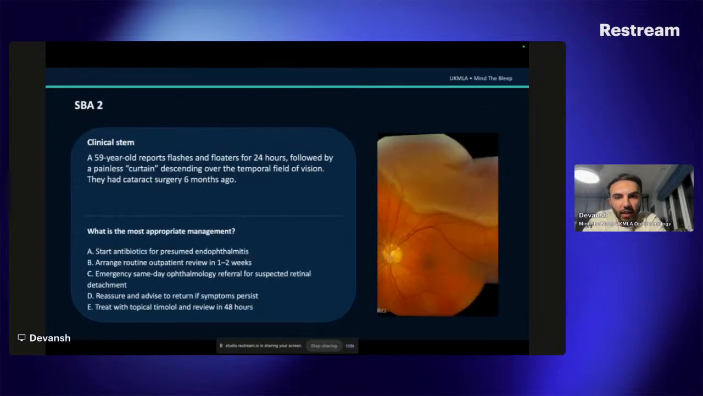So the second SPA, I'll give you all a minute or so to answer this. So a 59-year-old reports flashes and floaters for 24 hours, followed by a painless curtain descending over the temporal field of vision. They had cataract surgery 6 months ago. What is the most appropriate management? So I'll give you a minute to answer this.